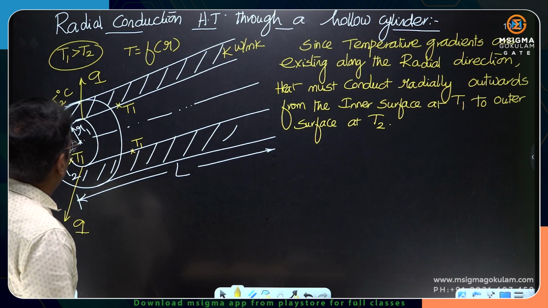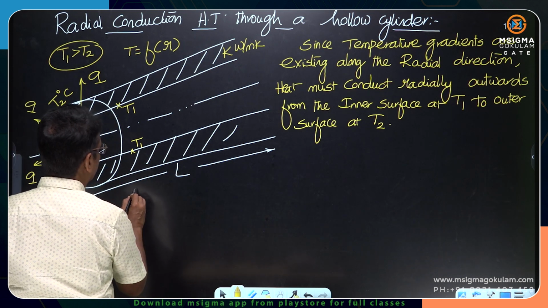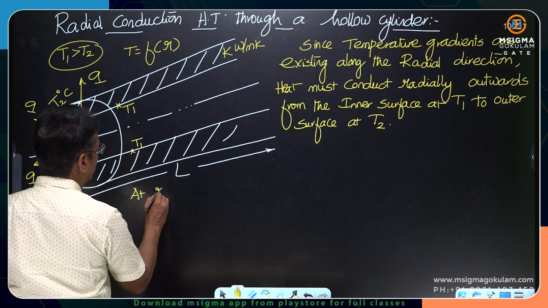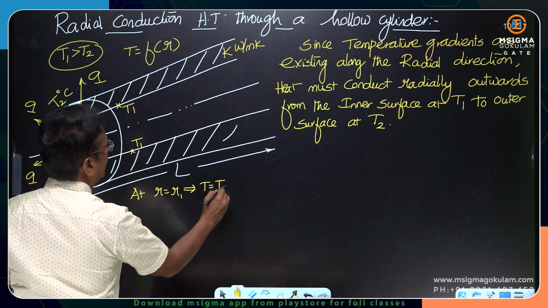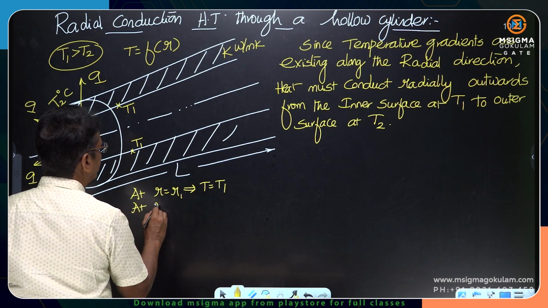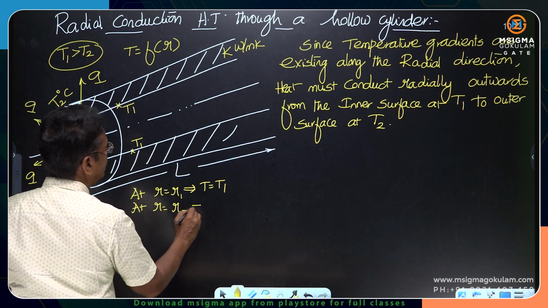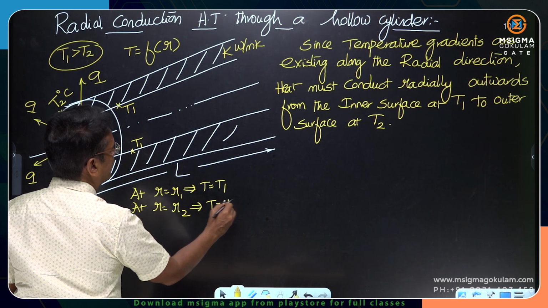We are given two boundary conditions: at R equal to R1, temperature is T1, and at R equal to R2, temperature is T2. T1 is greater than T2.